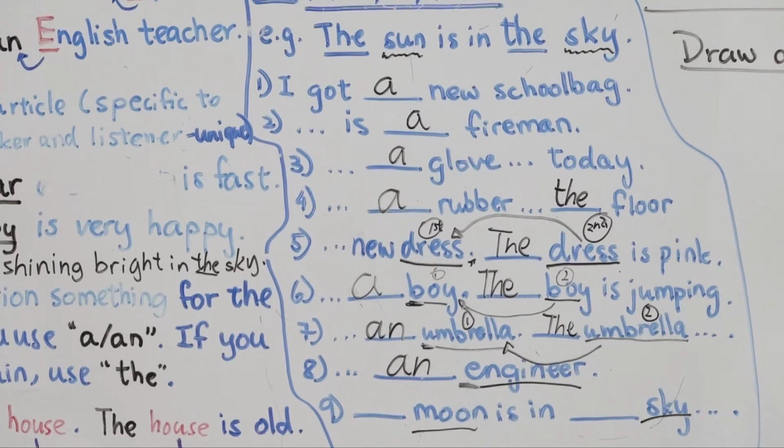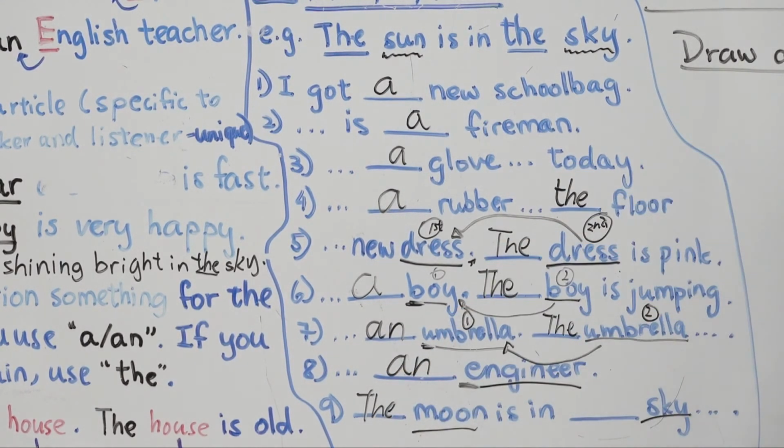Now, for the last one, blank moon is in blank sky at night. So here we have moon and sky. Now, is the moon specific? Is it a unique thing? Is it one thing? Yes, it is one thing. But is it more than one around the world, or is there only one moon? There is only one moon, so it's a very specific one. And the speaker and the listener know that we're talking about the same moon. In that case, if it's the same, then we have to use the.